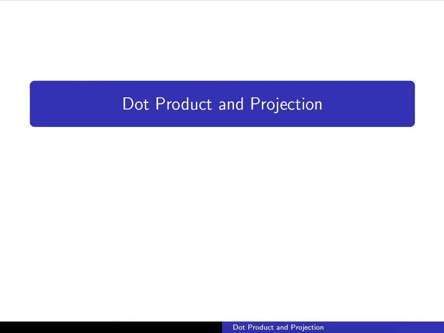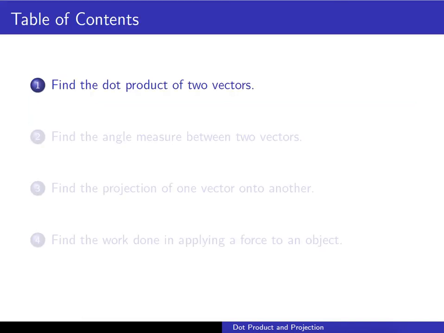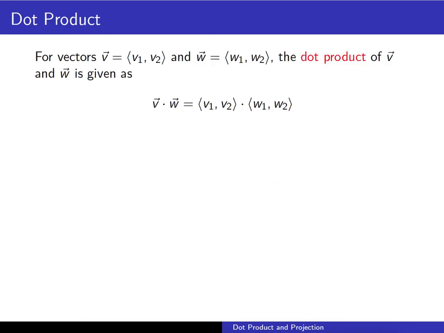Okay, in this video we're going to take a look at dot products. We're going to introduce dot product here. We're going to start by finding the dot product of two vectors and describe what that is.